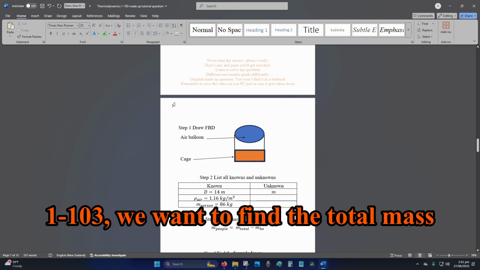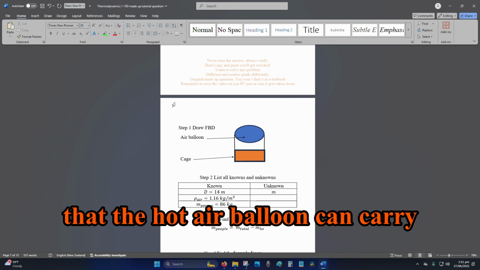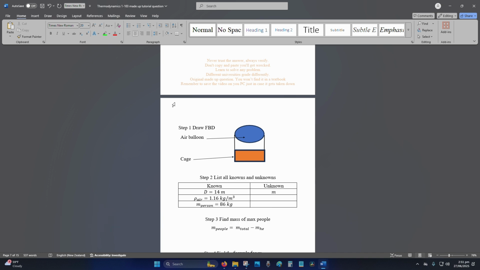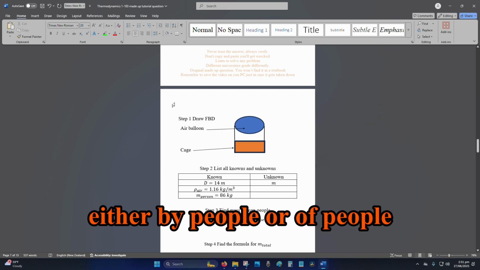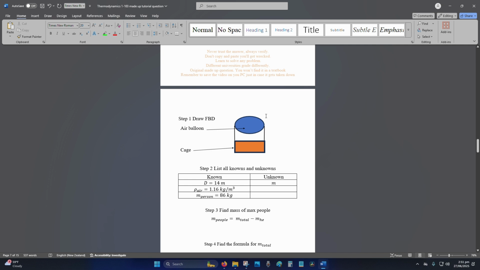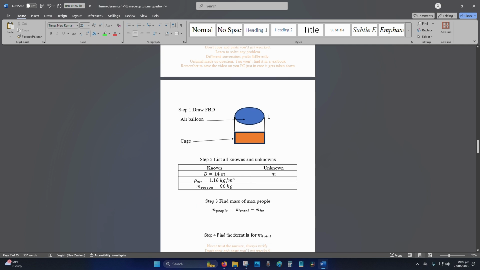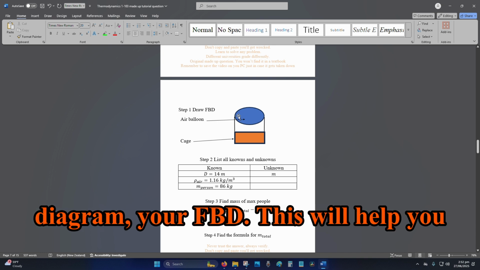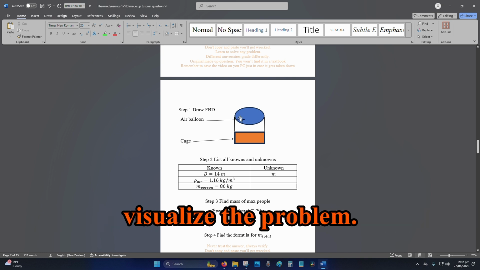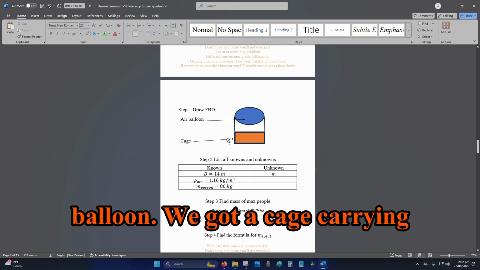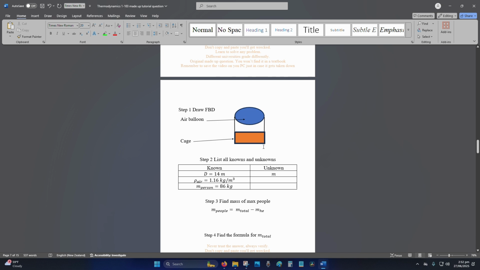So for today's question, 1-103, we want to find the total mass that the hot air balloon can carry, either of people or by objects. Okay. So step 1, draw your free body diagram, your FBD. This will help you visualize the problem. We got a hot air balloon, we got a cage carrying mass.